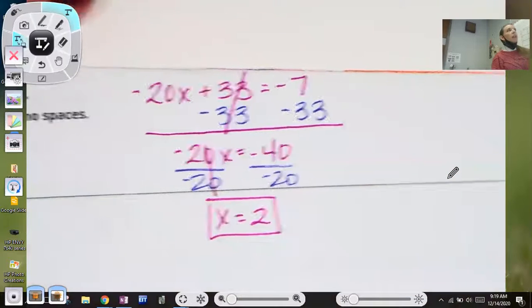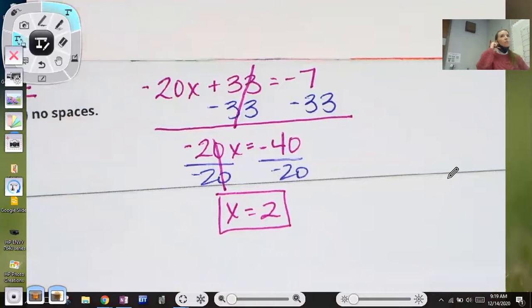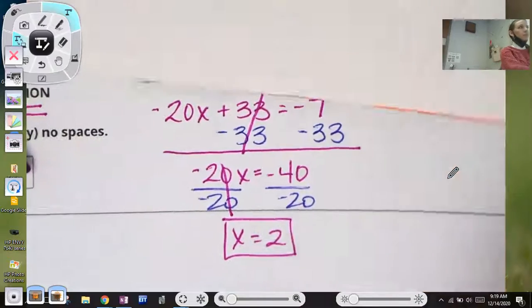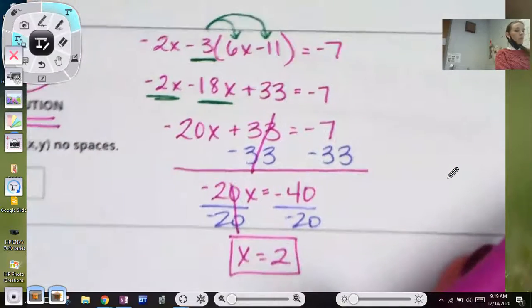But we know the solution to a system of equations is that intersection point. So you have an x and you have a y. So what do we still have to solve for? Y. We still have to solve for the y.